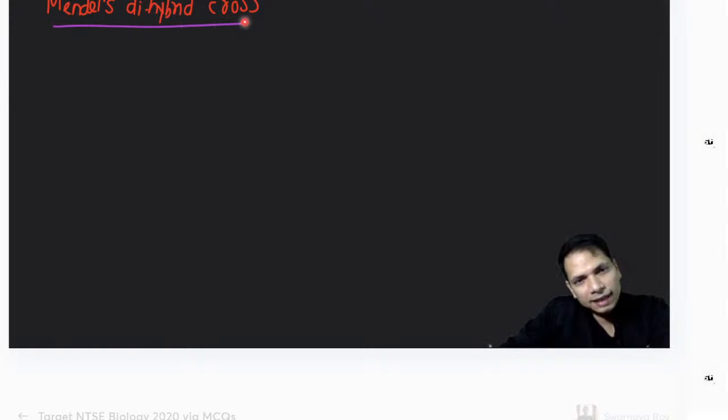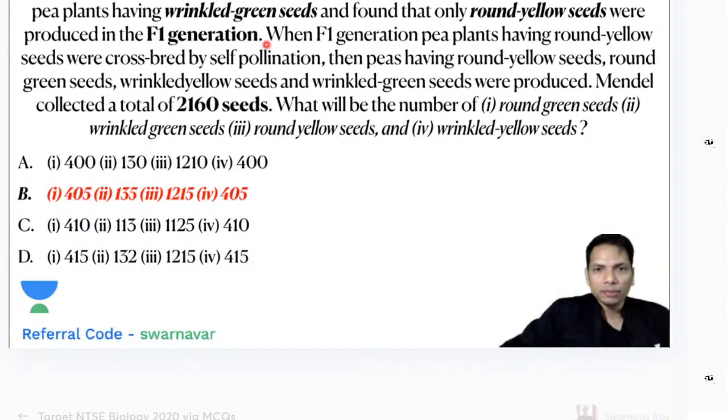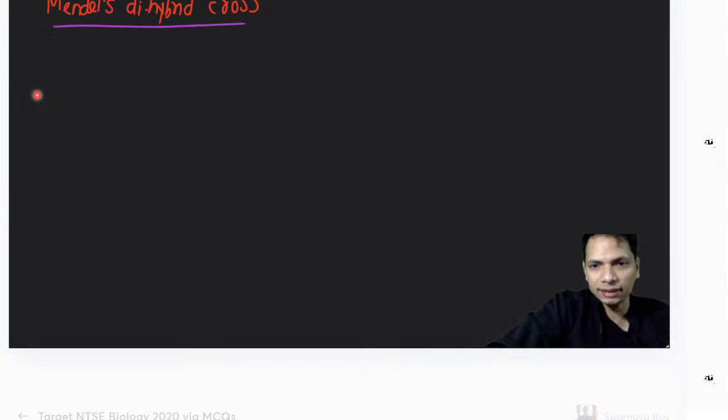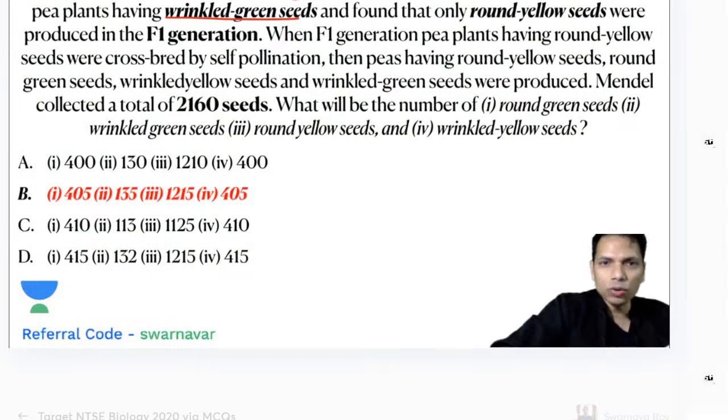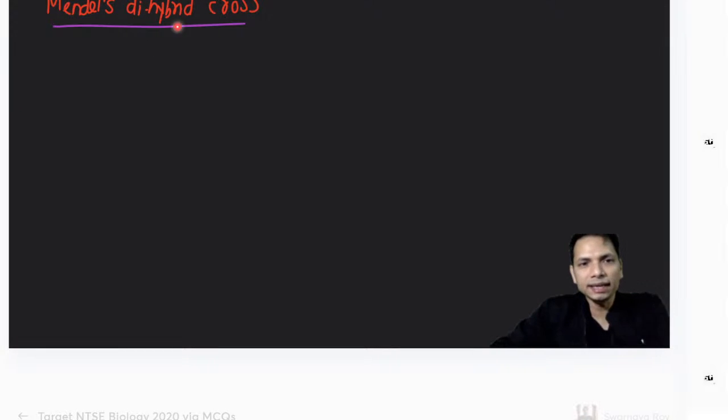So Mendel's dihybrid cross. How do we know it's a dihybrid cross problem? Because here we have two kinds of characters: round yellow, wrinkled green. So it is a dihybrid. That means there are two contrasting characters. Round yellow, that means seed color, so there are two kinds of seed colors.